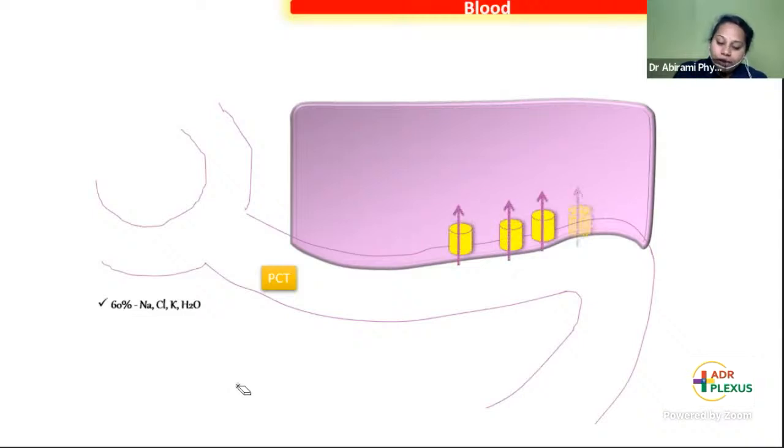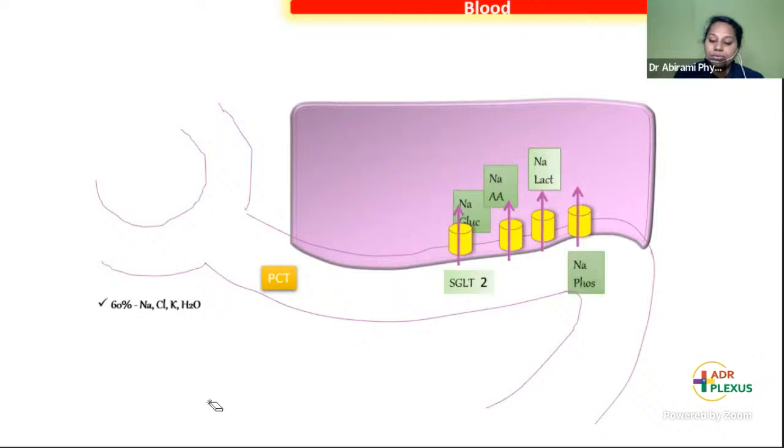Look at this. The sodium glucose co-transporter, through which sodium and glucose are transported, is named SGLT2, sodium glucose co-transporter type 2. There are also the sodium amino acid co-transporter, sodium lactate co-transporter, and sodium phosphate co-transporter. All the sodium reabsorbed through these channels accumulates inside the cell. Now how will this sodium leave the cell?